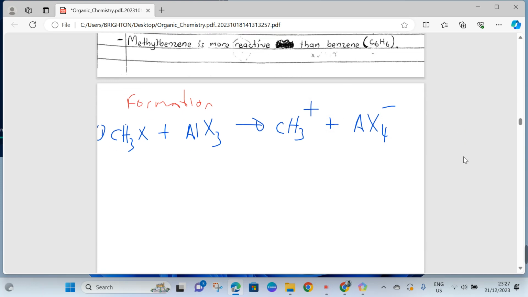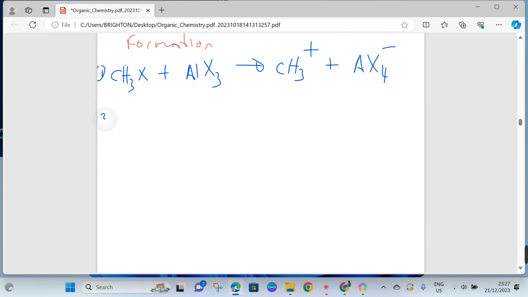Right? As I go down to the second part of this, I then add this electrophile to benzene. I have my benzene there reacting with my CH3 plus. So the benzene attacks this, right? And I produce an equation like this.